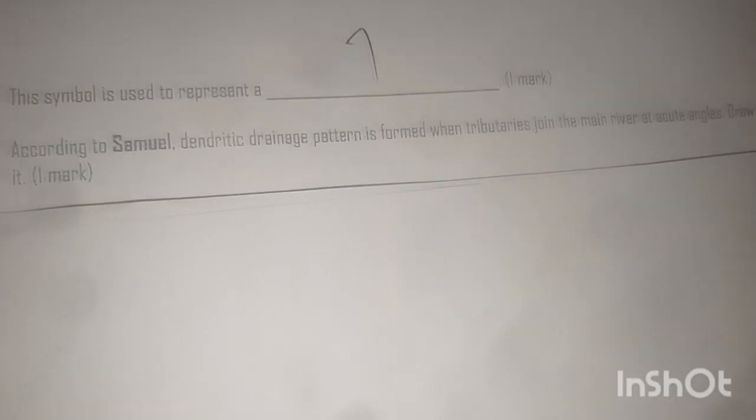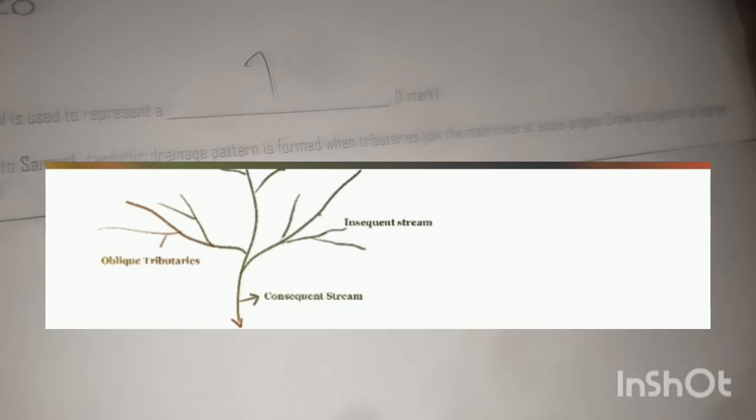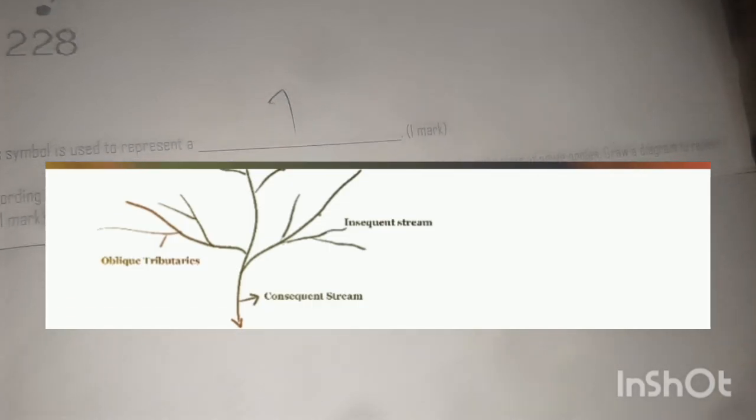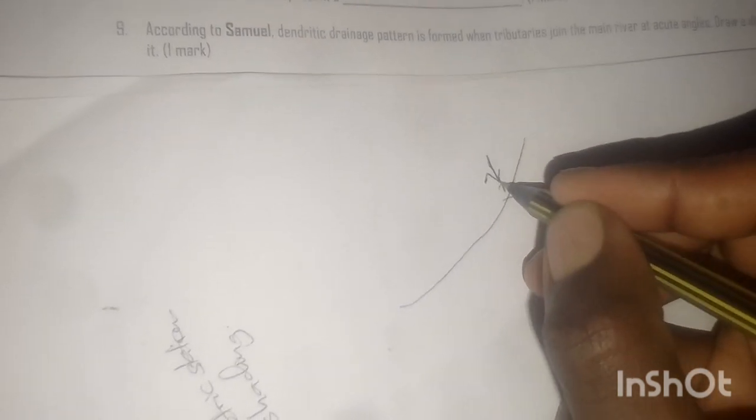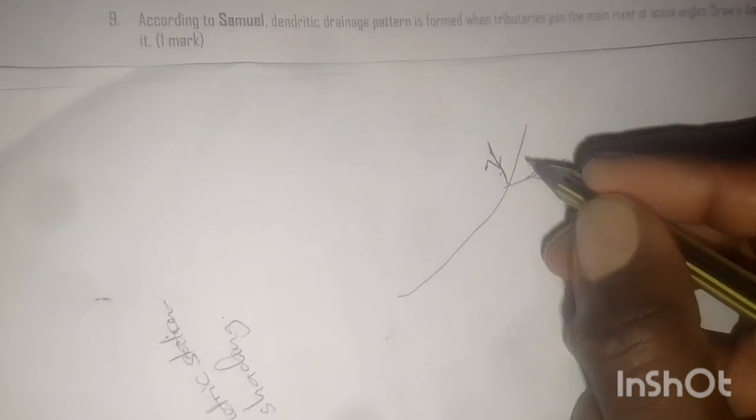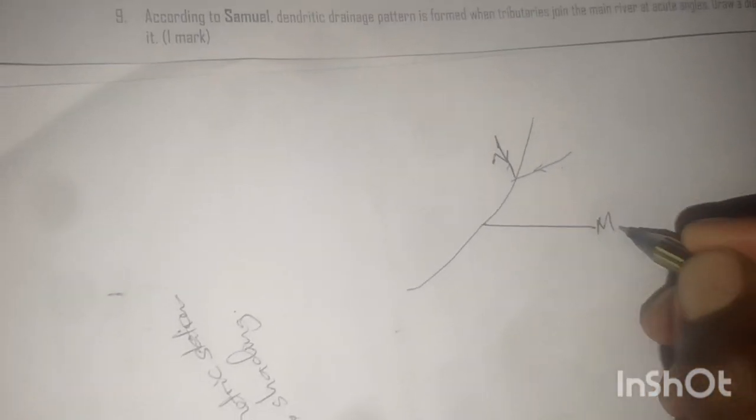According to Samuel, a dendritic drainage pattern is formed when tributaries join the main river at acute angles. Draw the diagram to represent it. So basically a dendritic drainage pattern forms more of a tree-like pattern. We have our main river here, and we have rivers joining at acute angles at 45 degrees here. So this is the main river, and these are the tributaries.